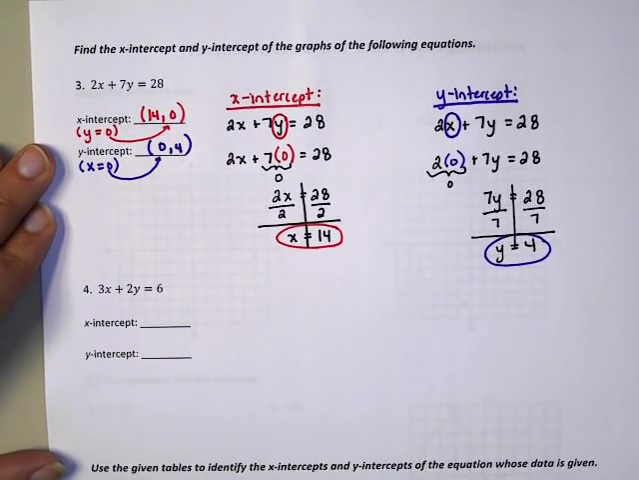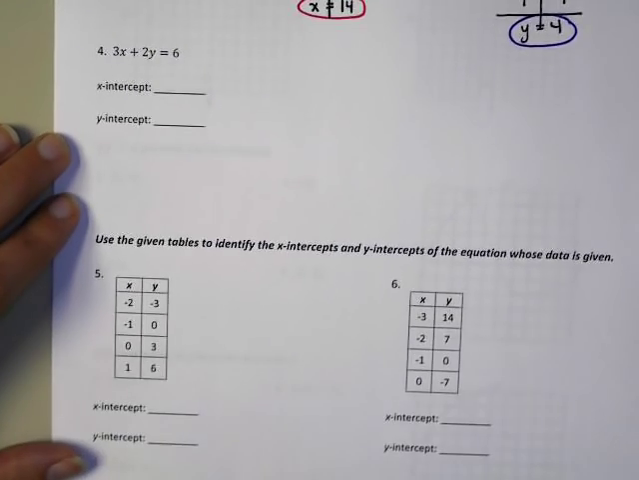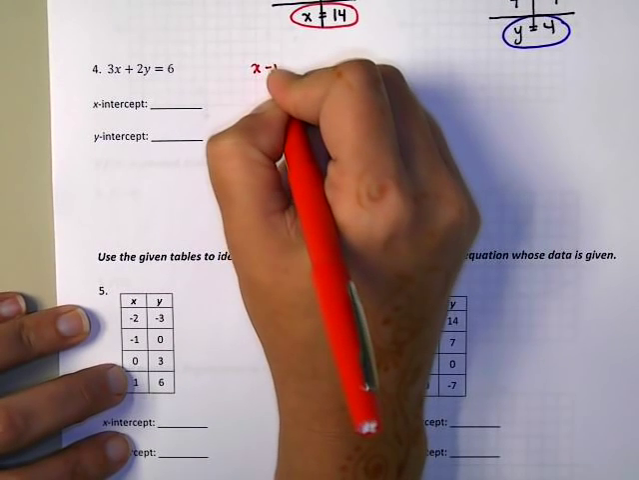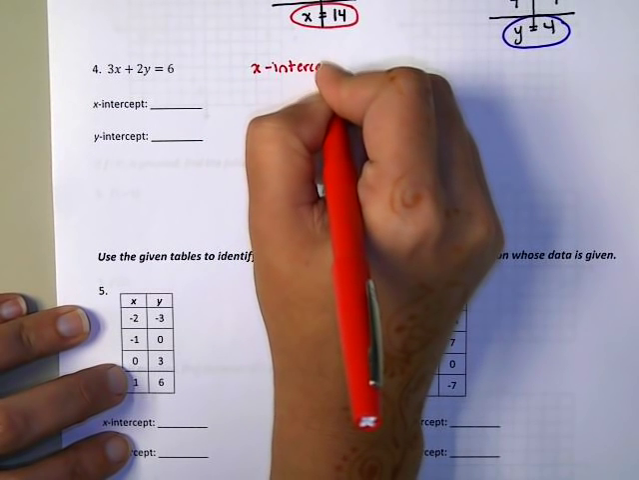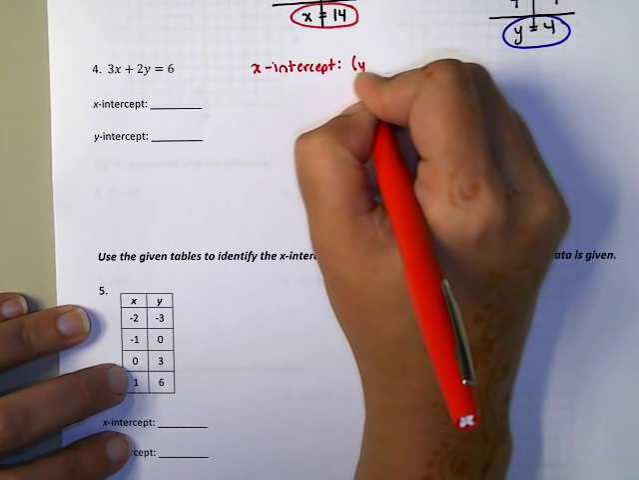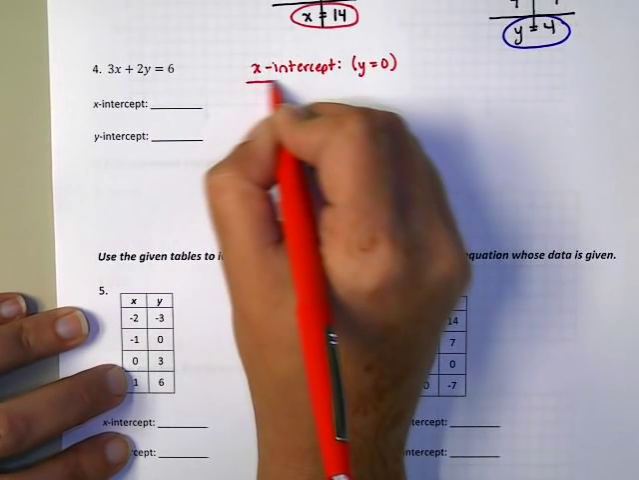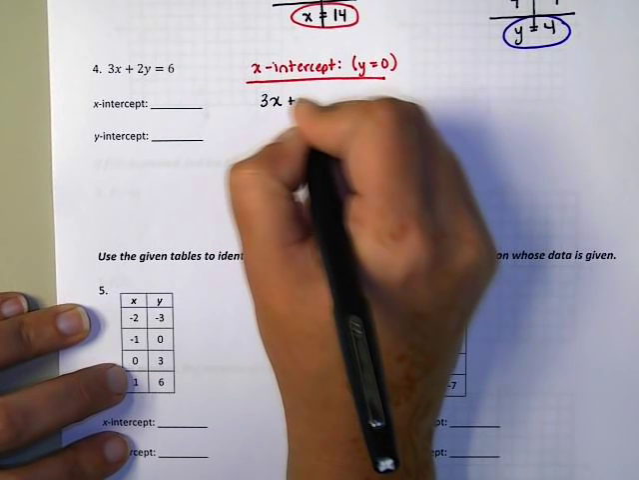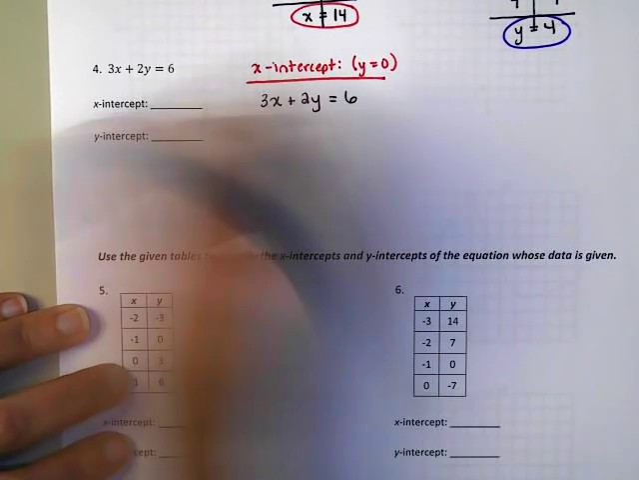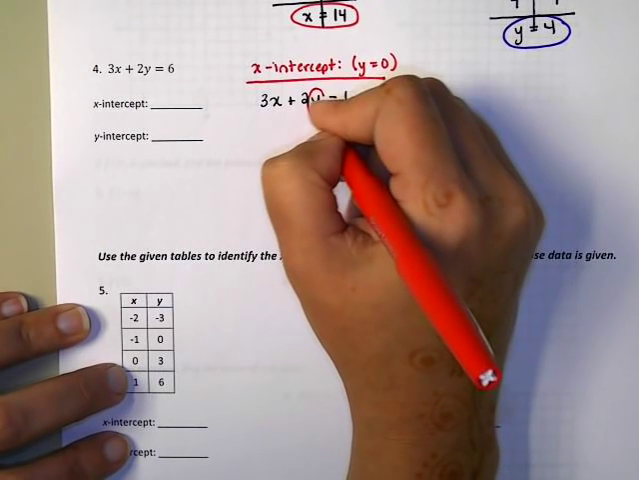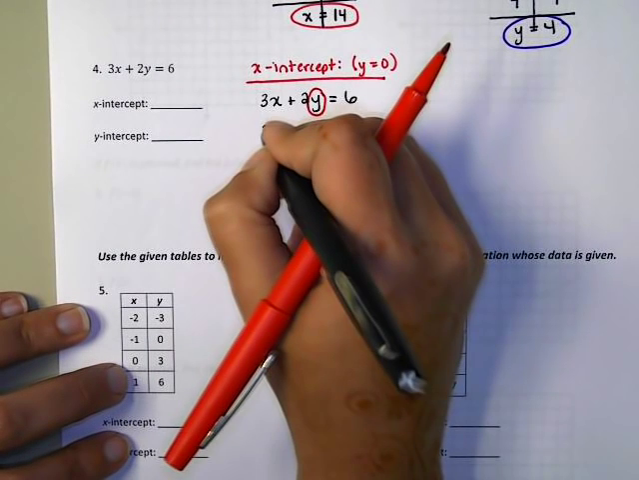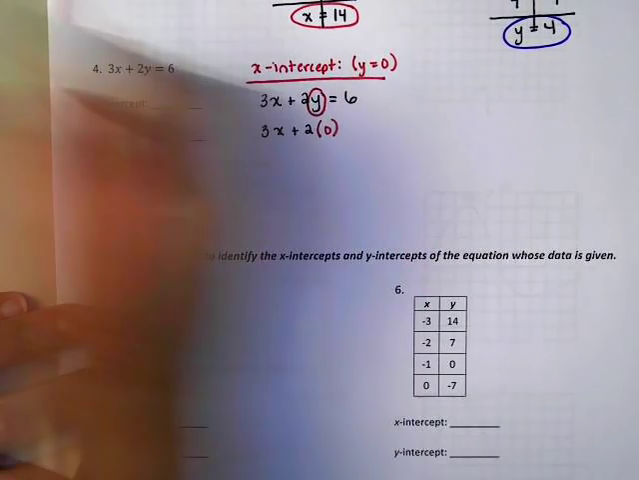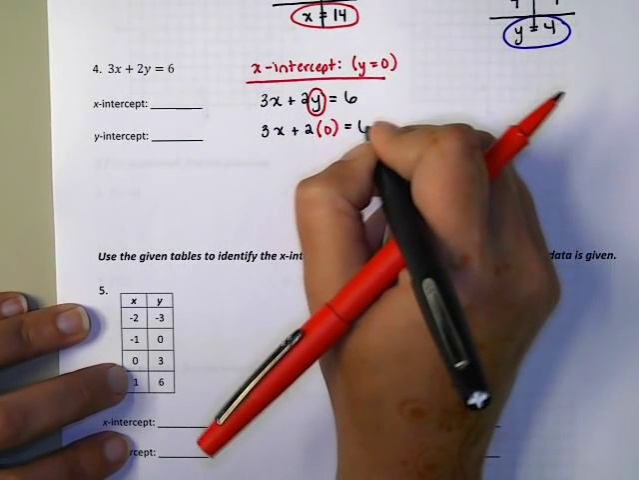Let's try that one more time. So in problem number 4, we're going to find the x and the y-intercept. To find the x-intercept, I need to remember that this is the place where y is 0. So I would take my equation, 3x plus 2y equals 6, and I'm going to replace the y with 0. So I would have 3x plus 2 times 0 equals 6.